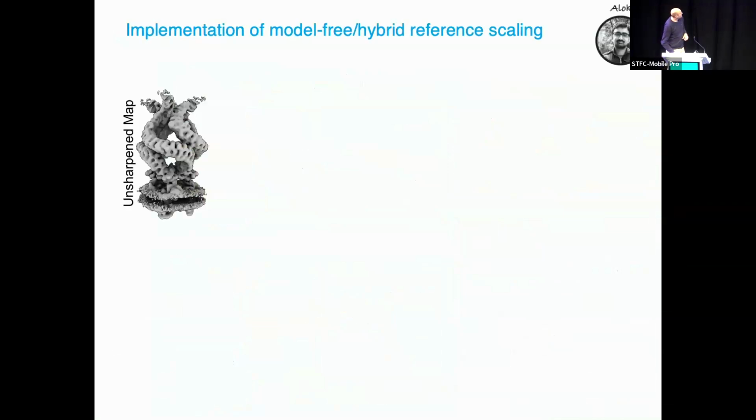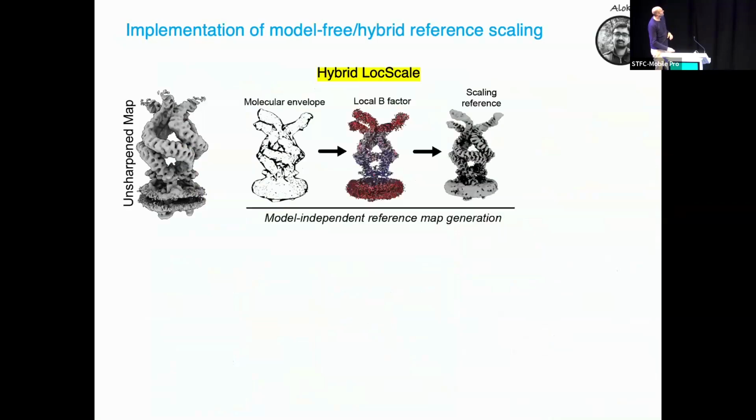Now, once we have this, we can put this together into a scaling procedure similar to what I showed you before. We call this hybrid LocScale. So the steps are as follows. We start with an unsharpened map that's typically the sum of the unmodified half maps, and we determine the molecular envelope.